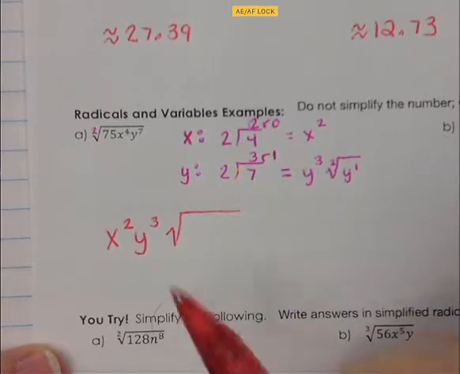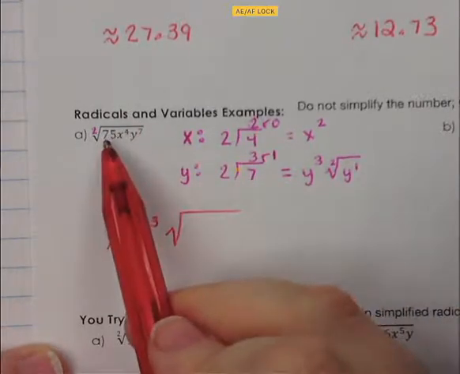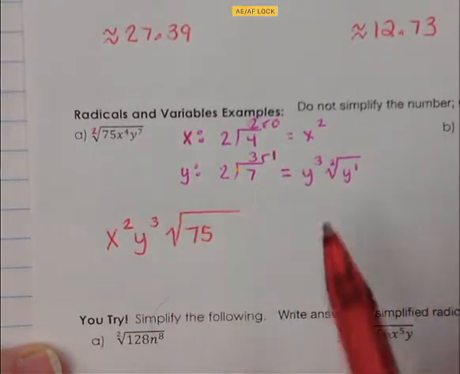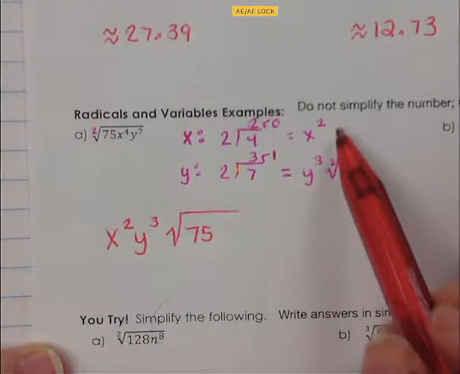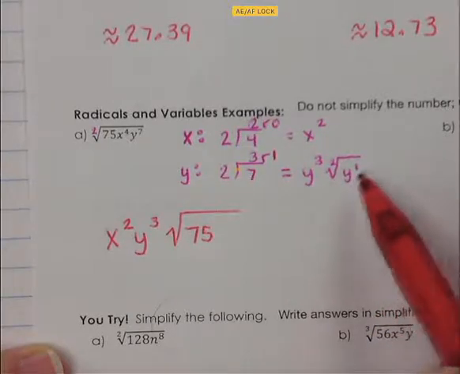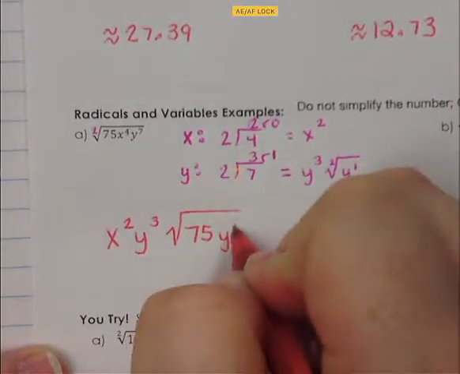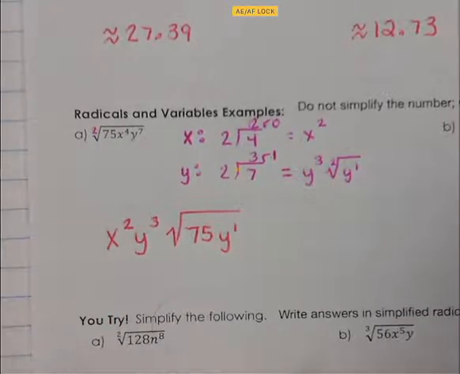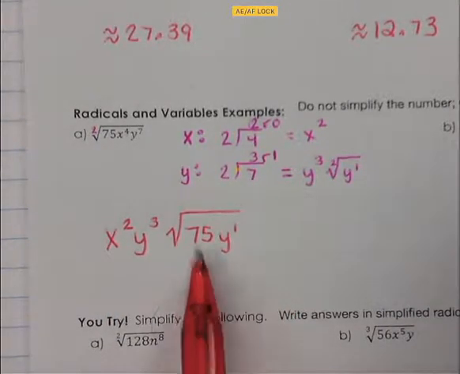Now we take our radicand, your number first. We did not simplify the 75, so we just put that 75 in there for now. Then we take all of the radicands from our variables. The x's had no radicand, and the y's had a y to the first in the radicand. This is our answer. This is simplified for the variables. We were not simplifying the numbers. We're going to do that down here.